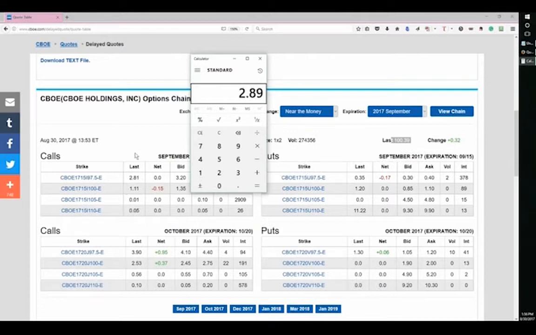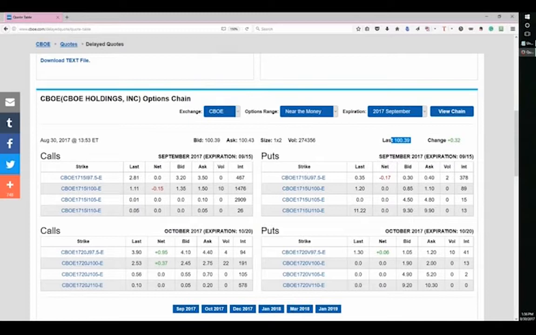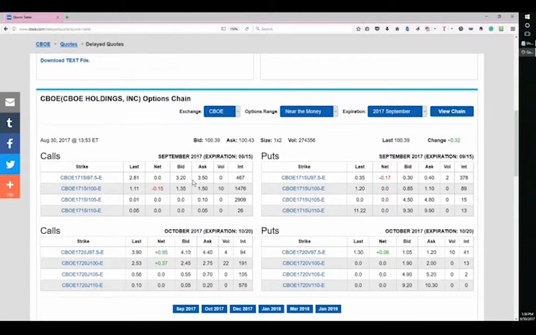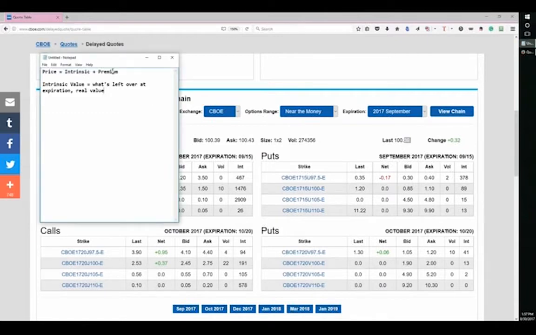That's the intrinsic value. Obviously, that formula I gave you rings through, because we can see the price of these different options is not $2.89. It's trading somewhere between $3.20 and $3.50. The middle price would be something like $3.35. This other one's trading somewhere between 1.35 and 1.50. Something like $1.42 would be right in the middle. And yet we said that there's 39 cents of intrinsic value. So the rest of it is premium, or time value.